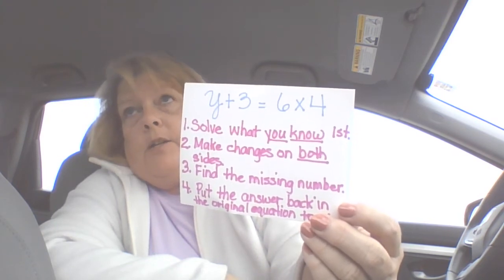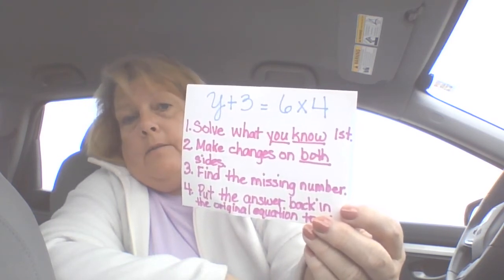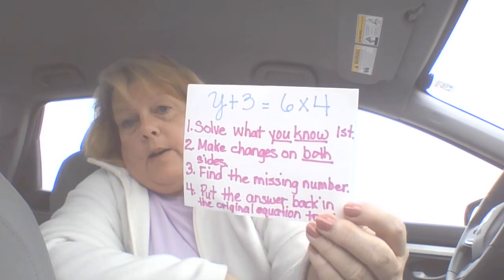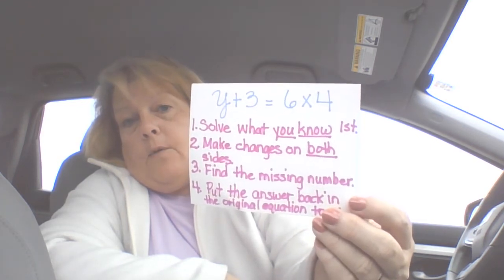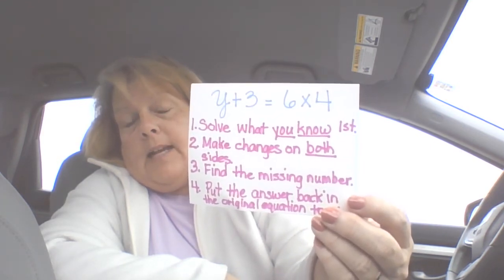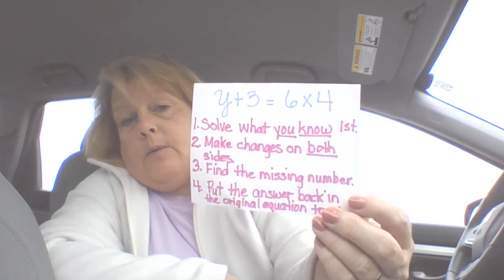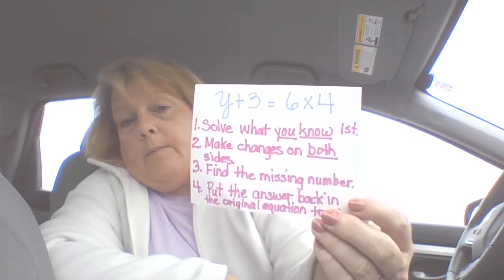Looking at that equation, what do we already know? We know what 6 times 4 is, don't we? 6 times 4 is 24. So my second line would be y plus 3 equals 24.